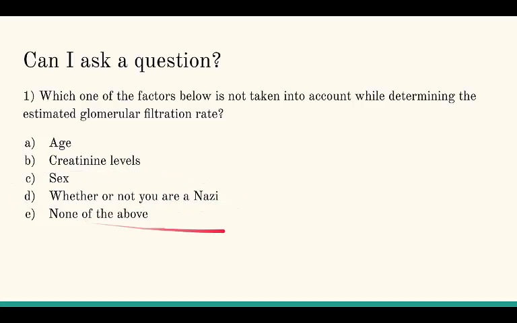And D is whether or not you're a Nazi. This is basically a word play. If you're a Nazi, we know that you would be an Aryan. That means that this is your race. Hence, race is also taken into account. Therefore, the answer to this is E, none of the above.